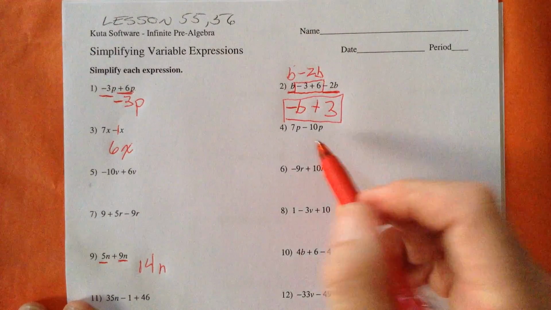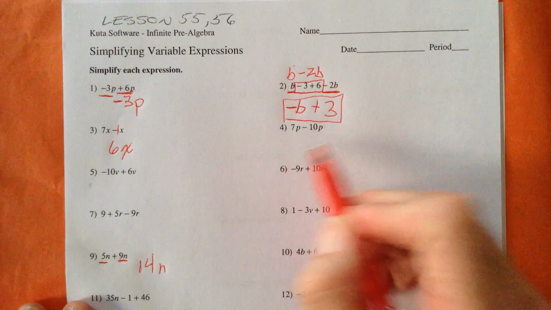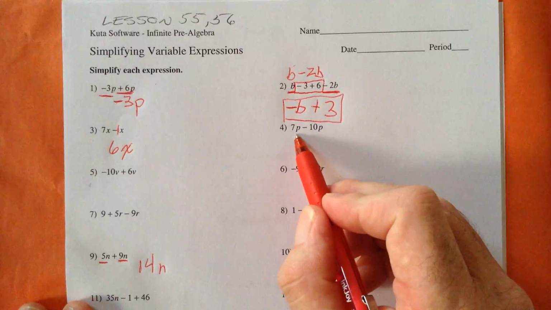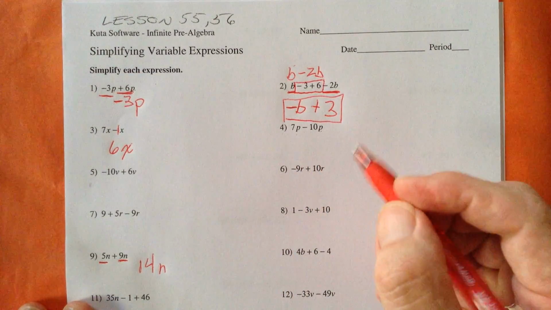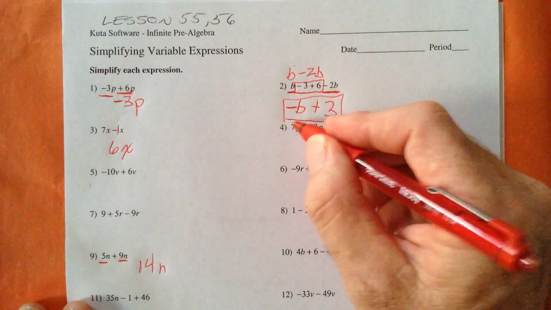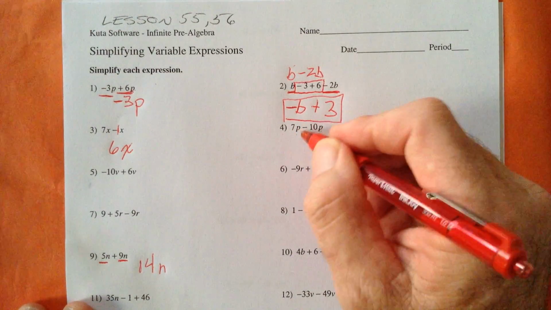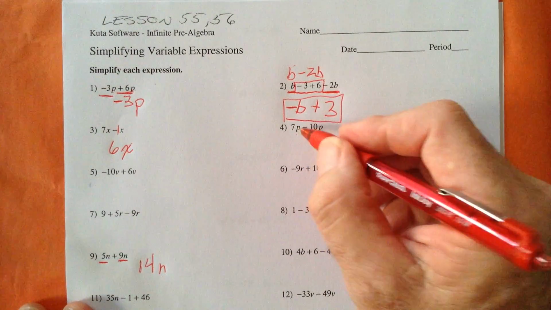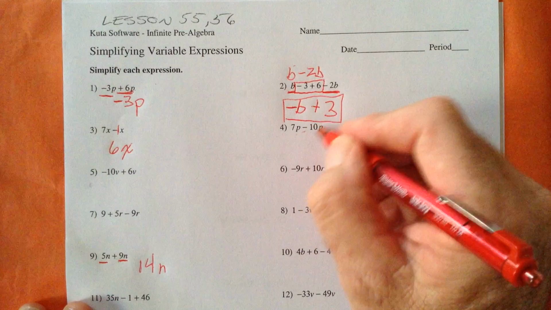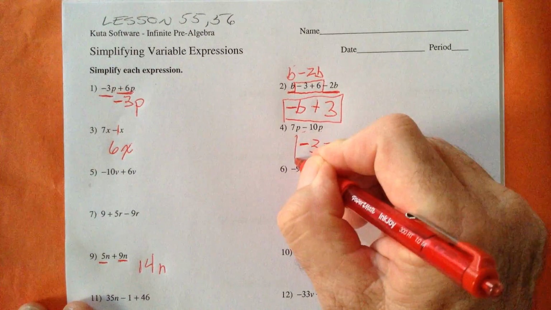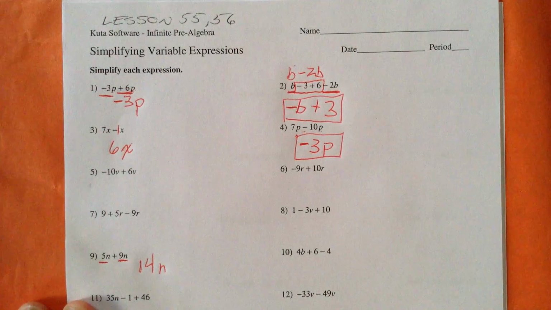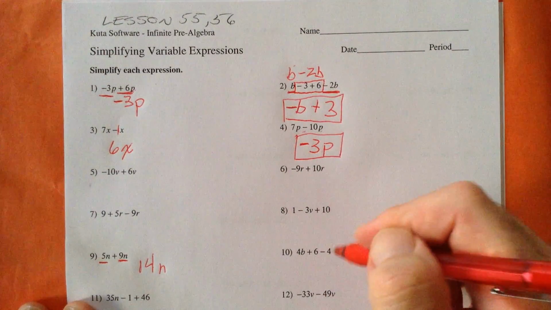Okay? So here, number 4, doing the like terms, I got 7p minus 10p. So here's 7 minus 10. I can add these together, or here we subtract them. If I have 7, I subtract 10, I end up with just a negative 3p. Okay, so that's how the rest of these are.